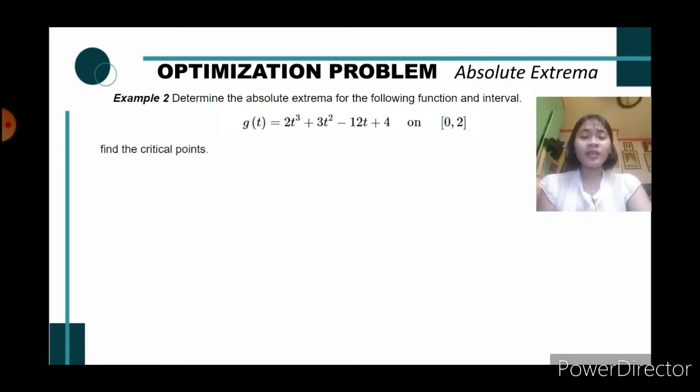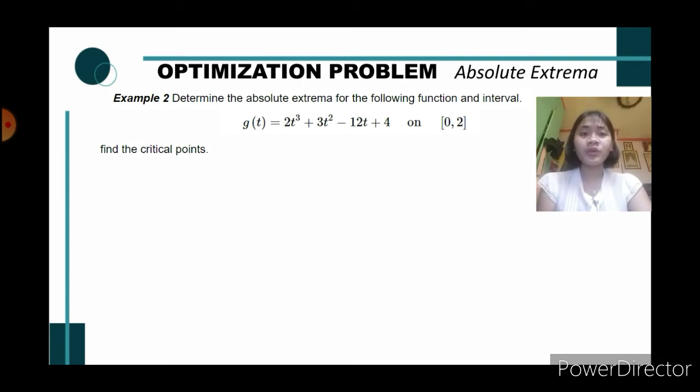So, next example naman natin is determine the absolute extrema for the following function and interval. Ang given naman natin is the function g of t is equal to the same function. Same lang kanina, pero magkaiba lang ng interval. Ang naging interval naman ngayon is [0, 2].